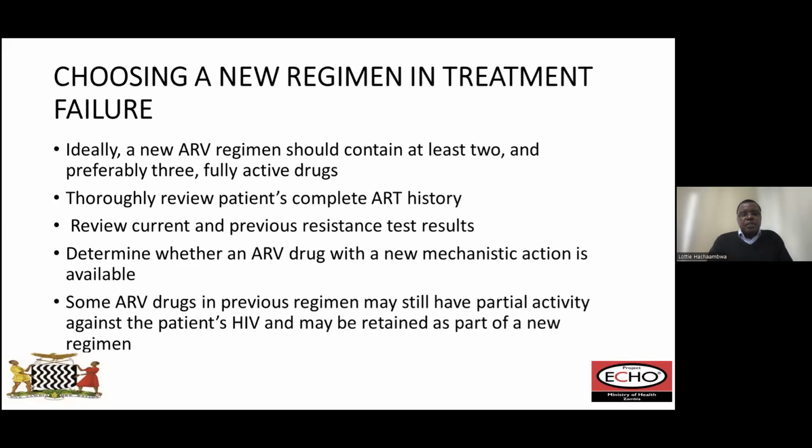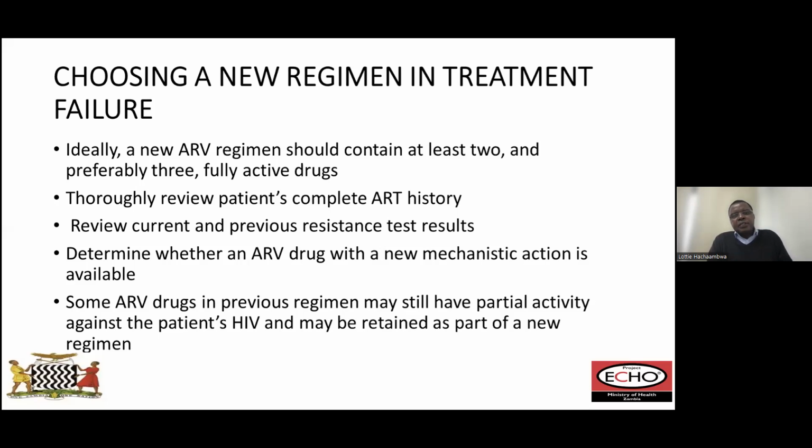So some of the principles in choosing a new regimen, again, there are guidelines that we follow, but the principles that underlie those recommendations are that ideally a new ARV regimen should contain at least 2, preferably 3 active drugs. Now, information is changing. There are new trials going on that are providing new information that may change what we say about this first bullet point. But for now, ideally, it should be good to have at least 2 or 3 fully active drugs. And then thoroughly review the patient's treatment history, and then review any previous or current genotype results. Those will be very helpful in choosing the new regimen.